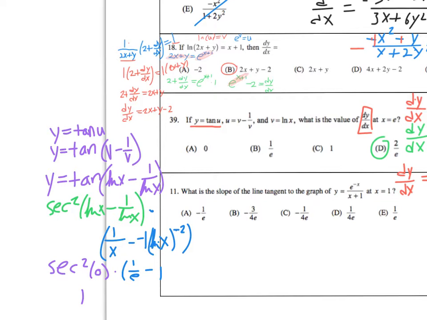Ooh, I also forgot to do a chain rule here. The derivative of ln of x would be 1 over x for that last chain rule. And then we're going to have 1 over e as well. Positives, and we also end up at 2 over e.